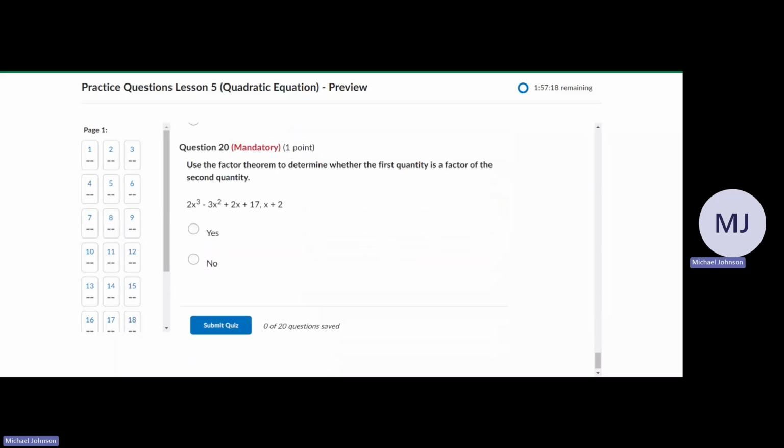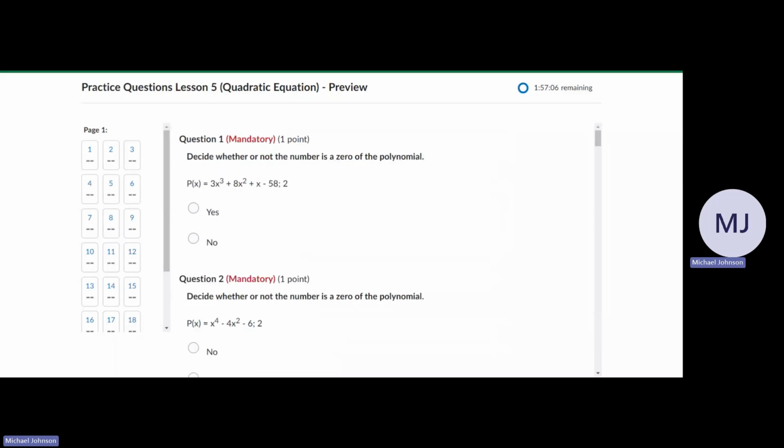And then here, put -2. So -2 plus 2 is 0. So -2, put -2 in for x here. And then if it equals 0, then it'll be yes. If it's not 0, it's a no. So that's how you do that one.